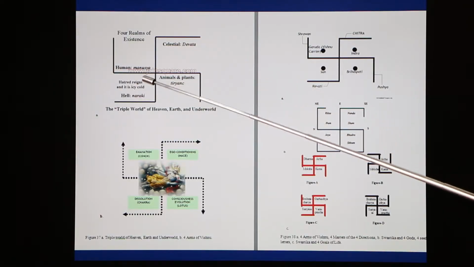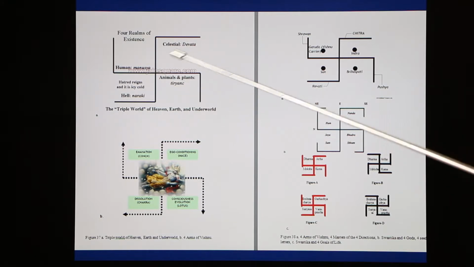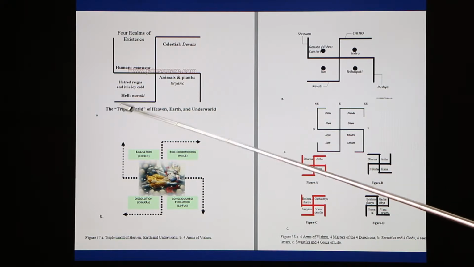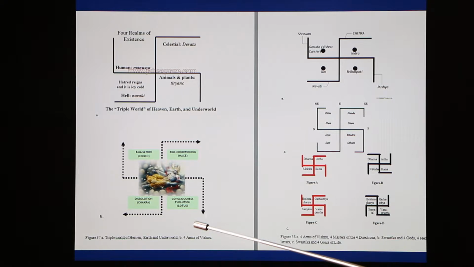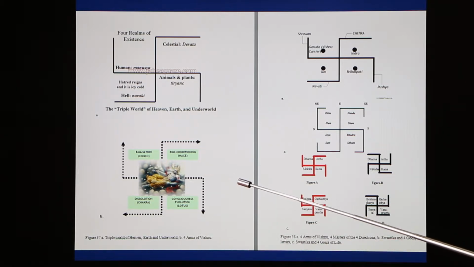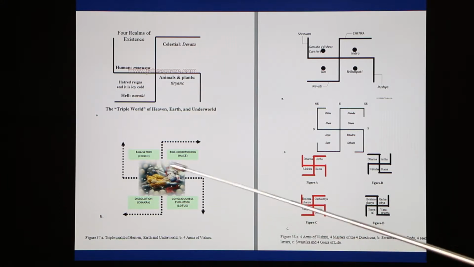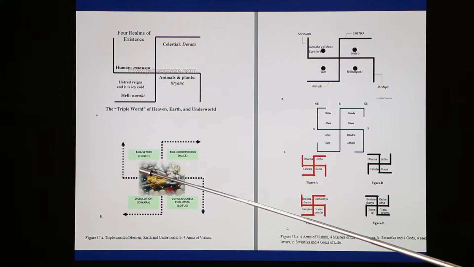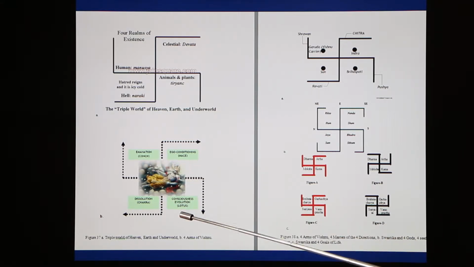And the swastika then becomes not just all the things we've said so far, but becomes a way of organizing the world. So I can have the 4 realms of existence, the celestial, the devata, the human, the manusya, the animals and plants, the tiryank, and the hell, naraki. Or I can link this with 4 states, the emanation, the ego conditioning, the consciousness evolution, and the dissolution.